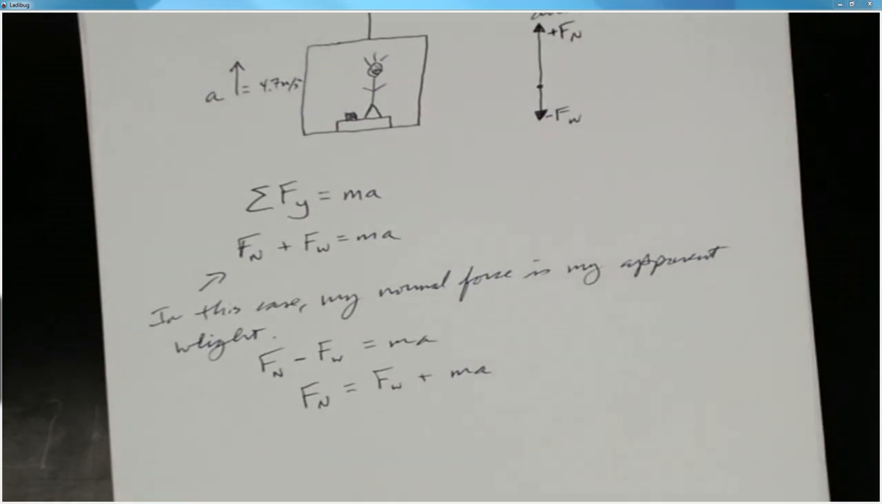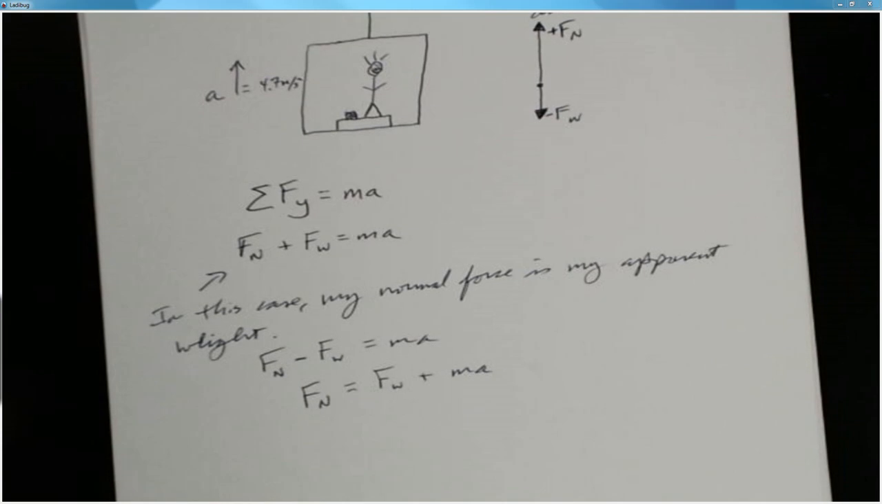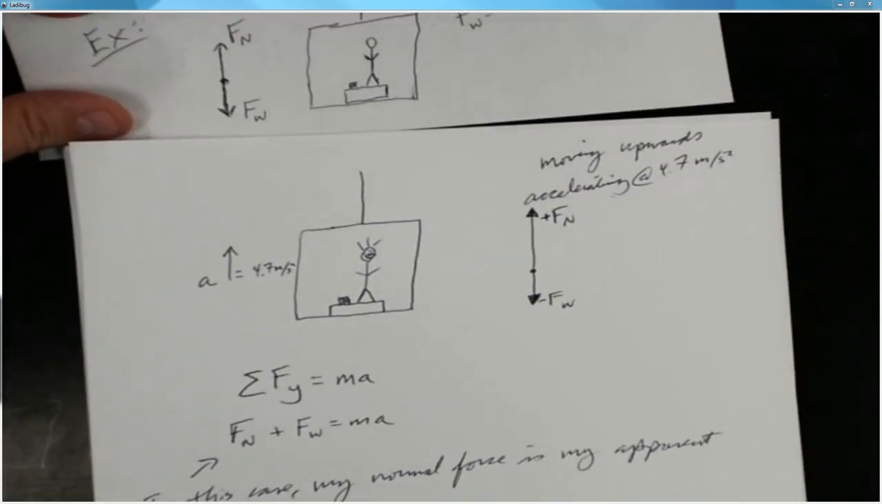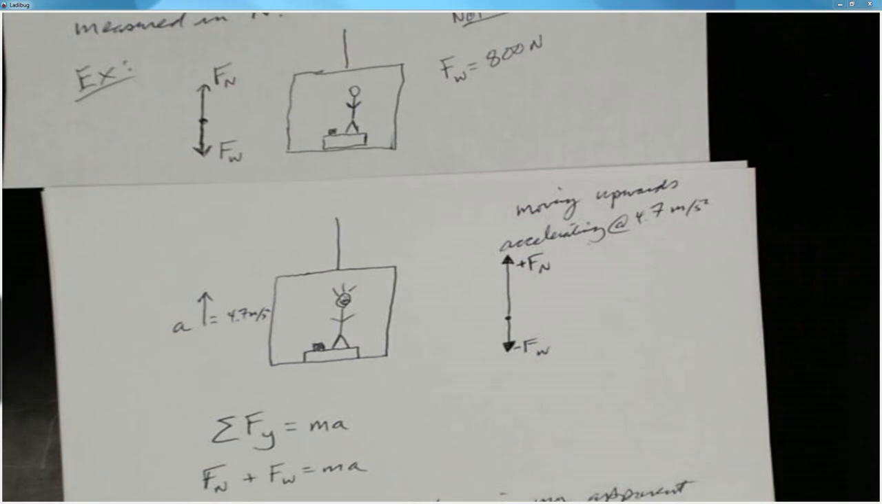When the elevator was not moving, back in this picture, the force of weight and the normal force exactly balance each other, right? They 100% balance each other. So however much the Earth is pulling on me when the elevator is not moving, that's exactly how much my apparent weight is. My apparent weight is my actual weight.